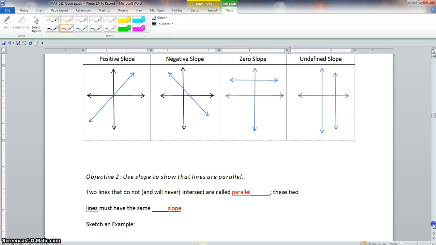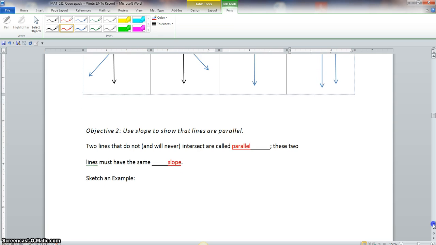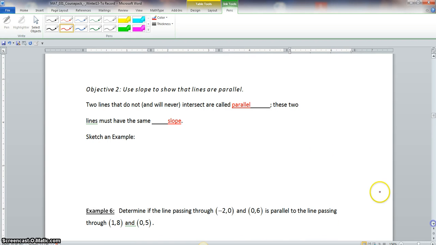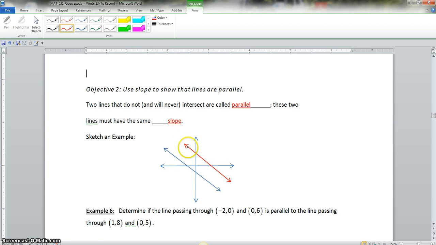Now we scroll down here. It says use slope to show that lines are parallel. Two lines that do not and will never intersect are called parallel. These two lines must have the same slope. Now they want us to sketch an example. Now here's an example of two parallel lines. Now I know that these lines are never supposed to touch. And what I did was I changed the color so you could see the difference between the two lines.